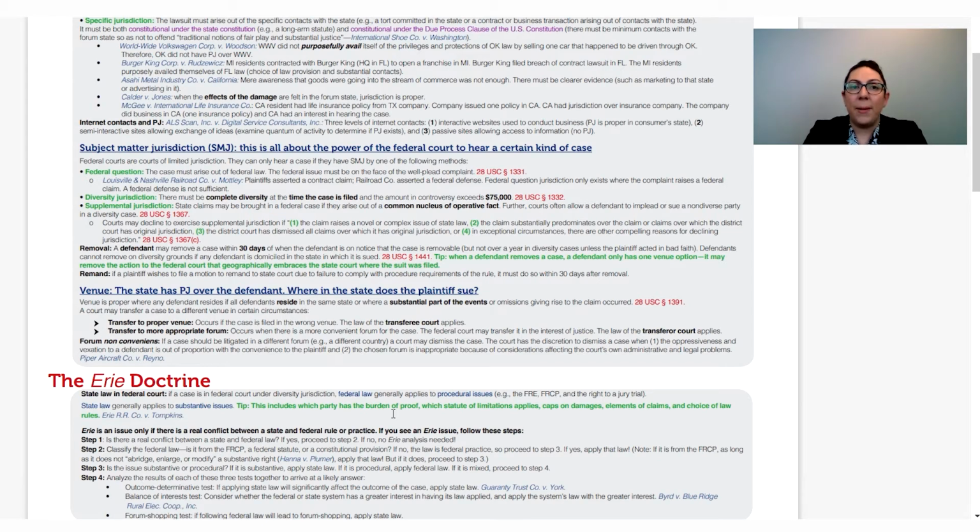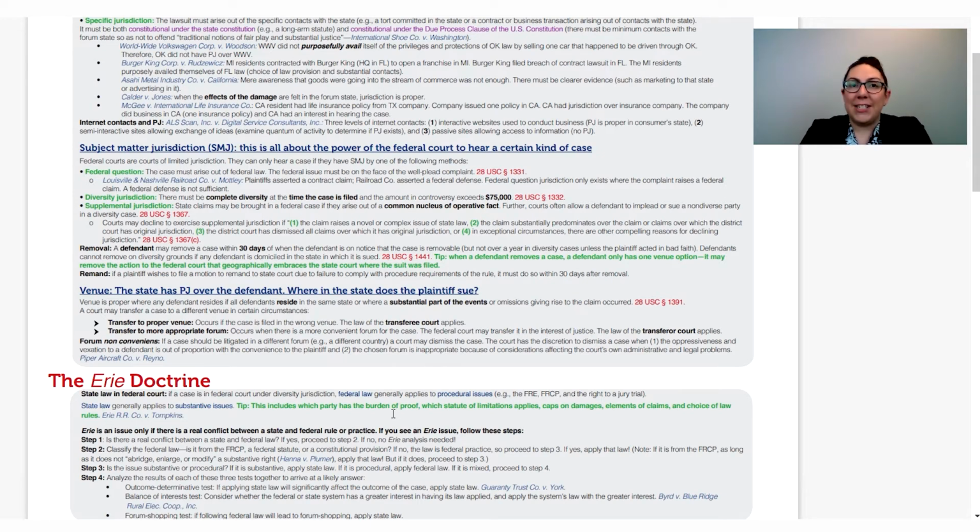That's the first requirement. And then number two, the amount in controversy, meaning the amount the plaintiff is asking for in damages, has to exceed $75,000. Has to be more than $75,000. So exactly $75,000 is not enough. But if you have complete diversity and the plaintiff is seeking more than $75,000, then the requirements of diversity jurisdiction are met and the federal court system can hear that particular case.